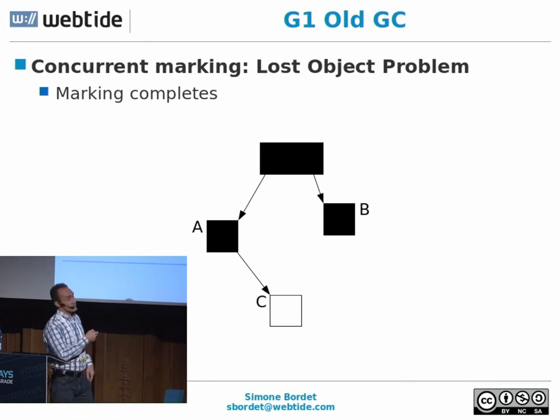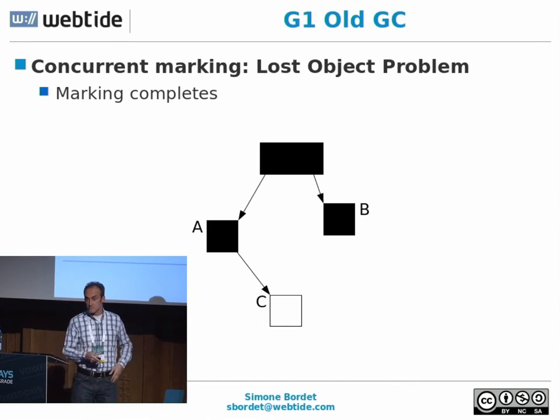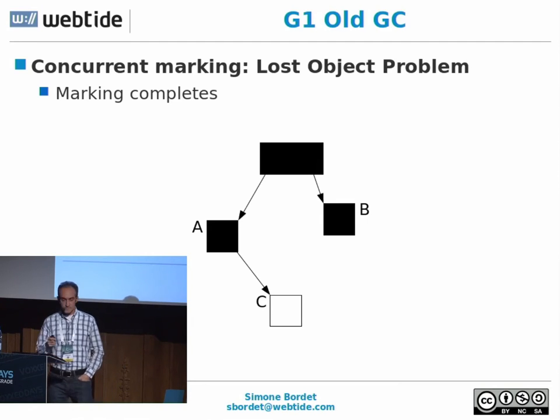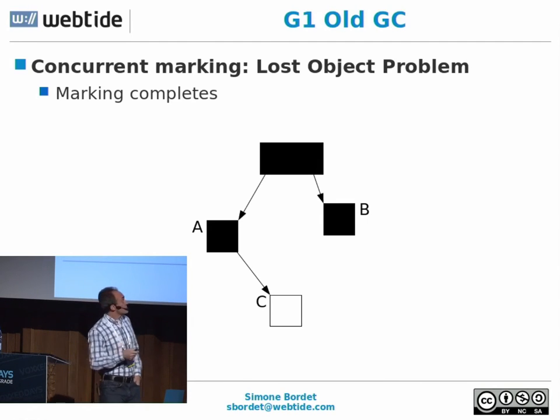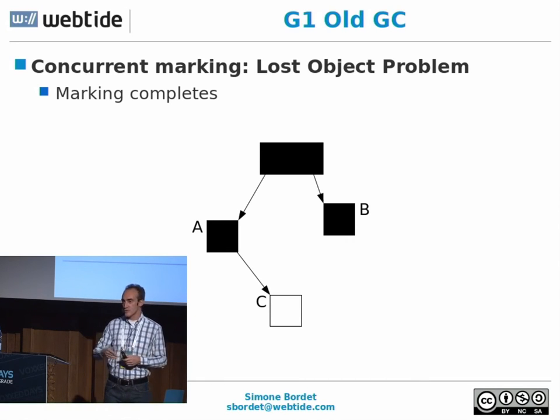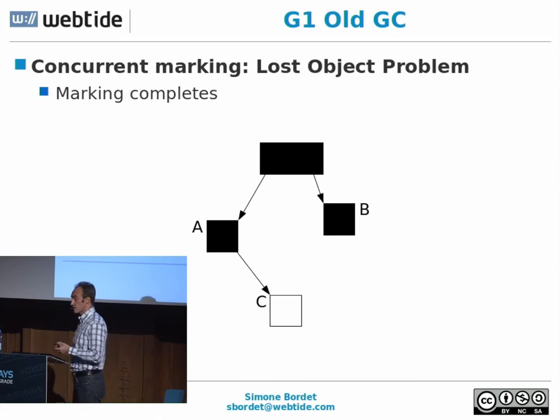A was already processed, it's already black, and when I processed A, it was pointing to null, so I don't have to do anything now. This is bad because now you take these three black objects, you copy them to a new region, but you forget to copy this guy because it's white. And now you have a pointer from a good object to an object that will exist in a region that is going to be reused and eventually overwritten. This is really bad because it's a dangling pointer and it's corrupt memory.